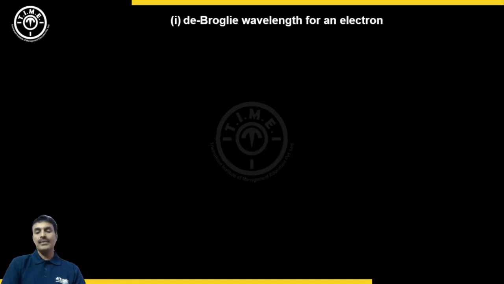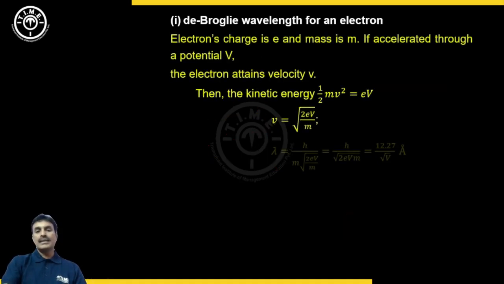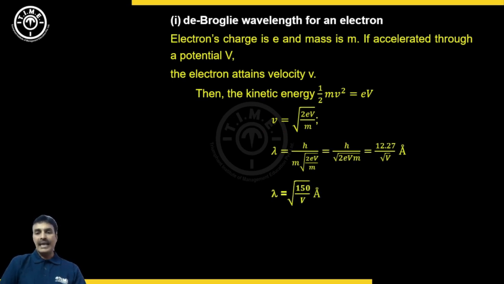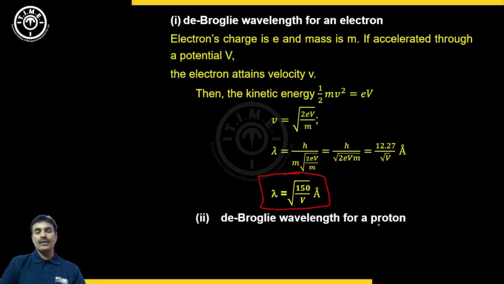Now, see, the de Broglie wavelength of an electron is lambda equal to root 150 by V in angstrom. Similarly, for the de Broglie wavelength of a proton, if the proton mass is substituted instead of the electron mass in this equation, we'll get it as 0.286 by root V in angstrom unit. You need to remember these values. Lambda of proton is 0.286 by root V in angstrom.